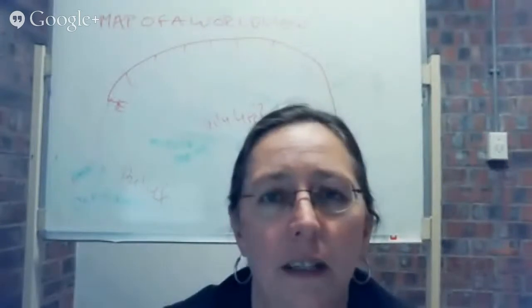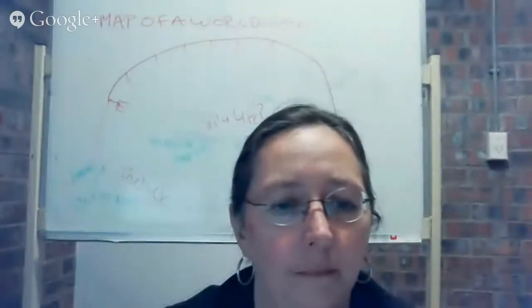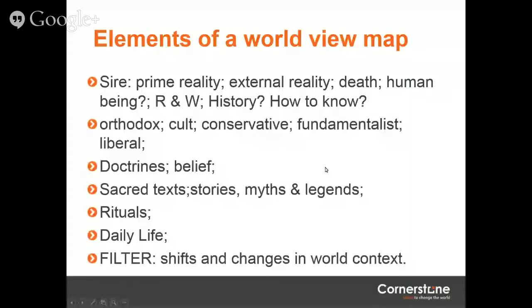So let's just go back to the elements. Here we go. We've got these elements of the worldview map, and we are going to look at all these elements. I'm asking you to make a map, which is going to make it very exciting to see how you've interpreted the Islamic worldview visually on a piece of paper.